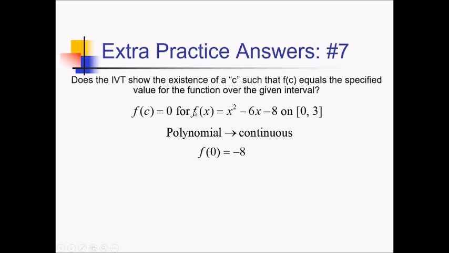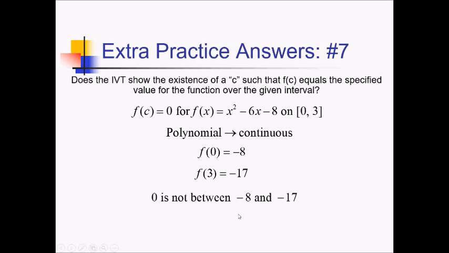That's where we're starting for y values. And in order for us to show that 0 is somewhere on this function, we're hoping to get a positive number for f of 3. So f of 3, that's going to be 9 minus 18, which is -9, minus another 8 is going to be -17. Well, that's an issue. 0 is not between -8 and -17.